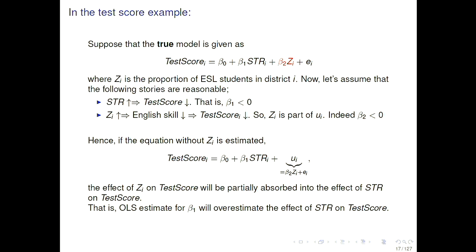Then when we regress test score only on student-teacher ratio, the effect from Z will be picked up in our estimate of beta 1, right? Because Z and student-teacher ratio are correlated, the effect from English ability is going to be observed in our estimate of the slope parameter that is attached to STR. Which means our estimate is capturing not only the effect from student-teacher ratio, but also the effect from lower language ability. So, which means we are overestimating the effect from student-teacher ratio, right?